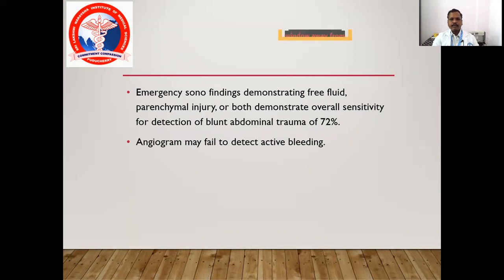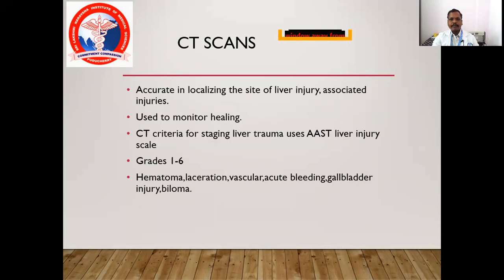Then we just have to look for free fluid, parenchymal injury, or both, which demonstrate overall sensitivity for detection of blunt injury in trauma. Angio may also fail to detect an active bleed. That also should be kept in mind.